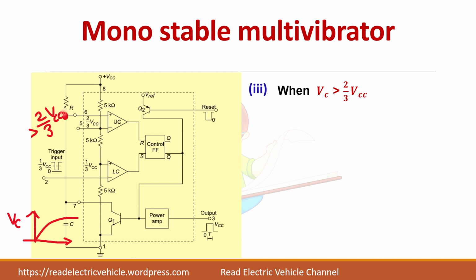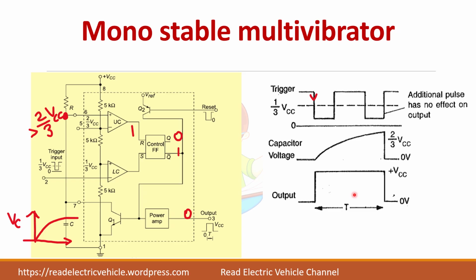when our capacitor voltage at the 6th pin exceeds 2 by 3 VCC, this is the plus terminal, so the output becomes 1. So the output of the upper comparator is 1. It means that for this flip-flop, the reset input is 1. So the output will go to 0. If the output is 0, here it becomes 1. So again this Q1 transistor will be on. It means that the capacitor will be discharged. And our output again becomes 0.